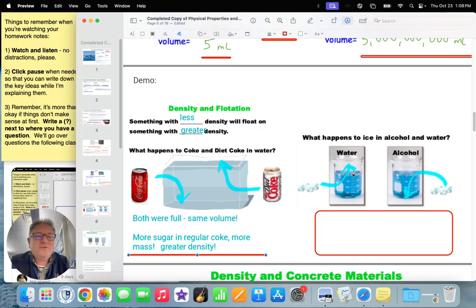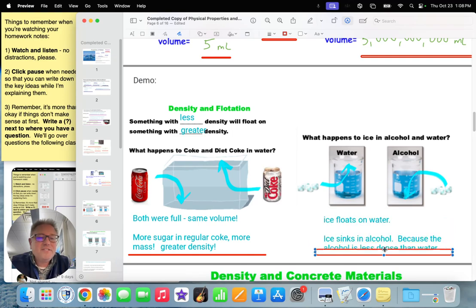If you have ice in water, ice cubes, solid ice, will float to the top of the water. But if you have ethyl alcohol, a different type of liquid, and you put ice in that, the ice cubes sink to the bottom. So in that example, the ice floats on the water, the ice sinks in the alcohol, and this is because the alcohol is less dense than the ice, while water is more dense than ice, so the ice cubes will sink to the bottom.